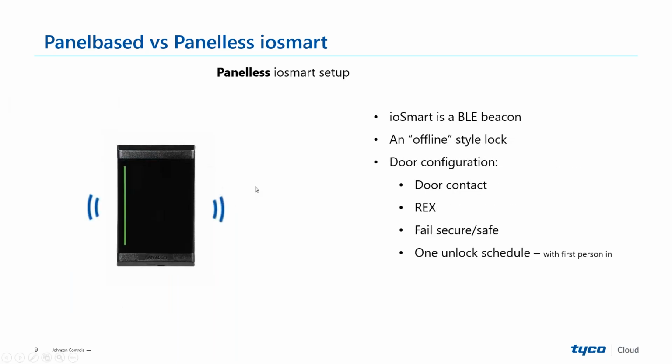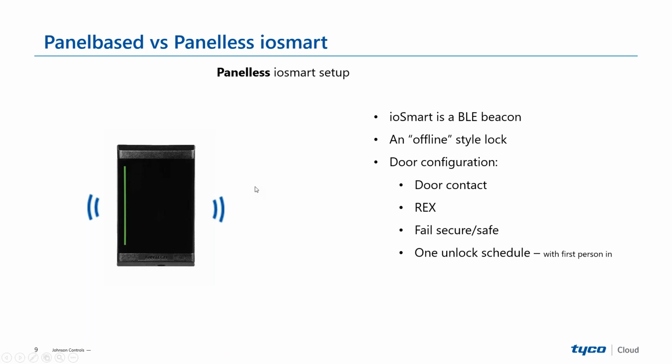What are the benefits of this? So the ioSmart becomes a BLE beacon. So now when you get nearby, the phone knows where it's at. It's kind of an offline style lock. The benefit of this is you don't have to pull cables from the network closet all the way to the reader. You don't have to pull cables for the controller and wire the controller with a battery and all that stuff. You wire up the reader and you wire everything back to the reader itself.